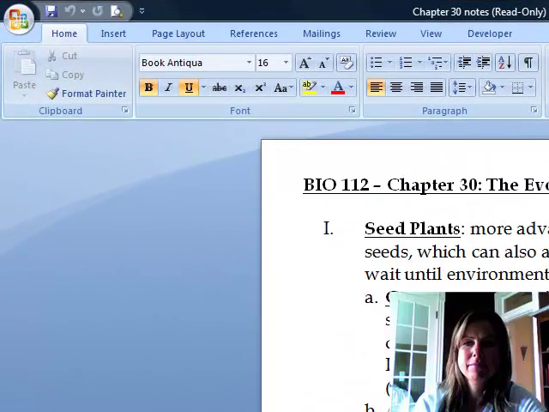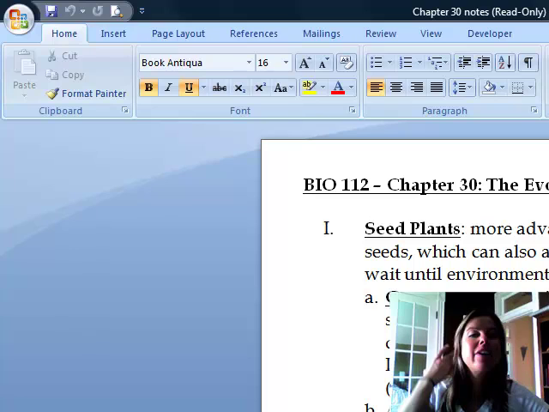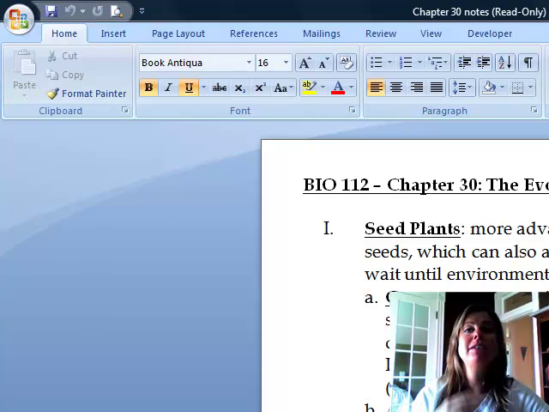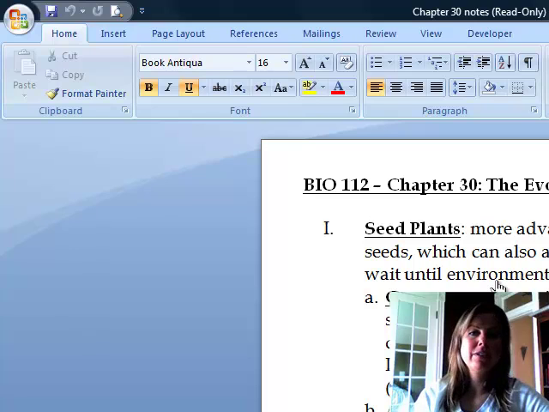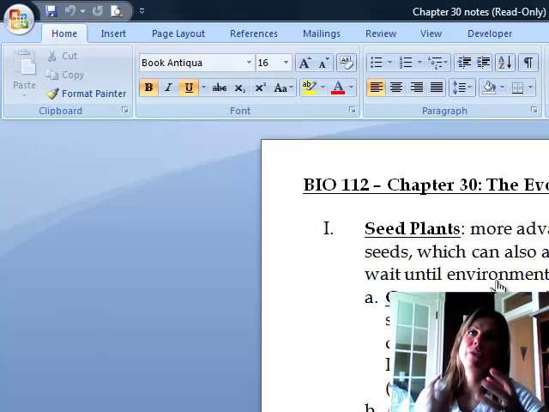Okay, chapter 30. Chapter 30 is going to be talking about plants that actually make seeds. So in the previous chapter, those were seedless plants, and now we're going to be talking about ones that make seeds. So the seed plants are considered to be more advanced, and that's because they can actually make this seed that can go dormant for the winter or if it's really dry, and then they can grow when conditions are better.